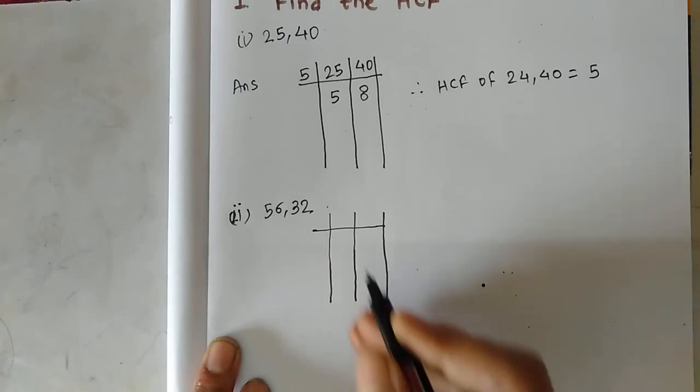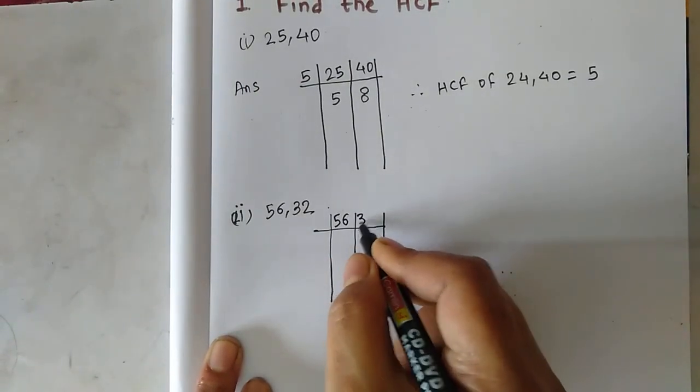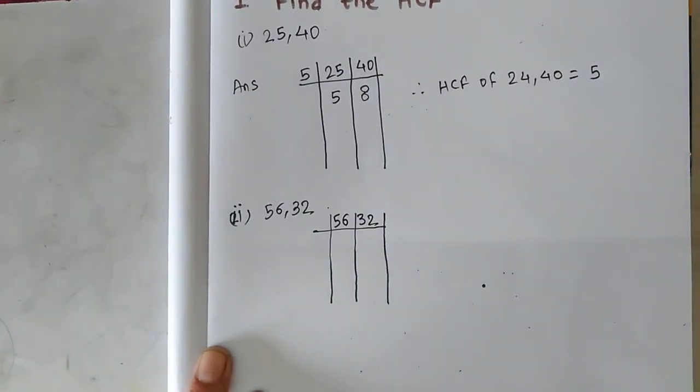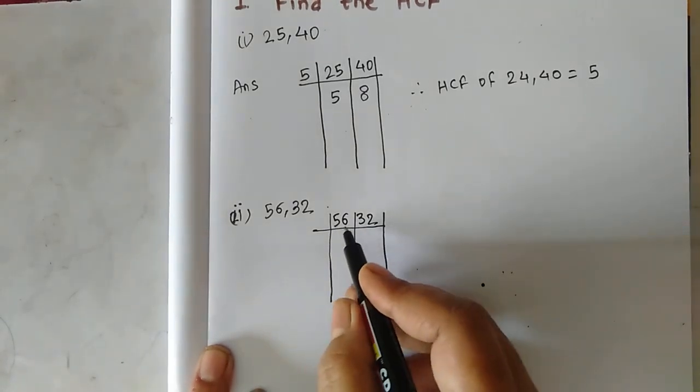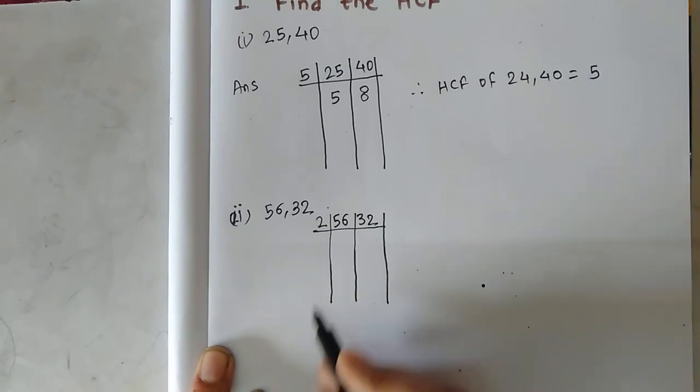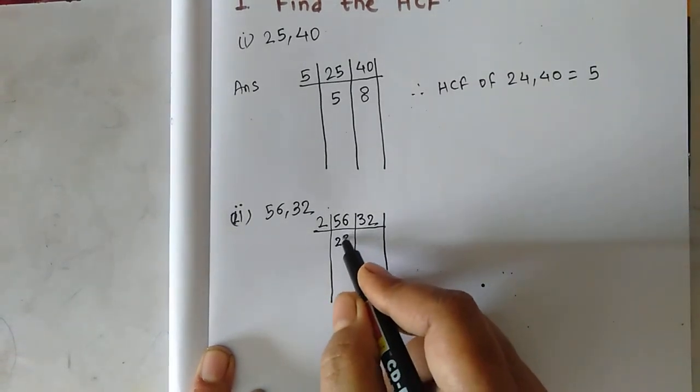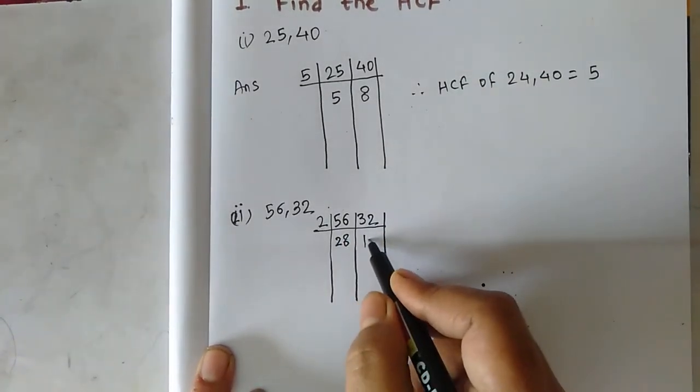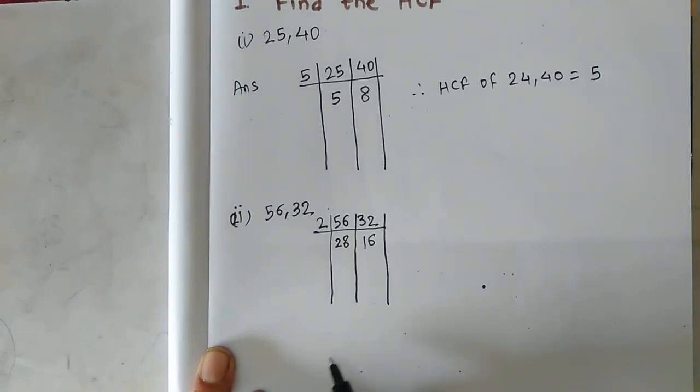Second question, 56 and 32. Both numbers are even numbers. So first prime factor is 2. 2 28s are 56 and 2 16s are 32.